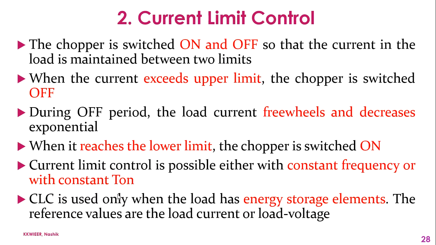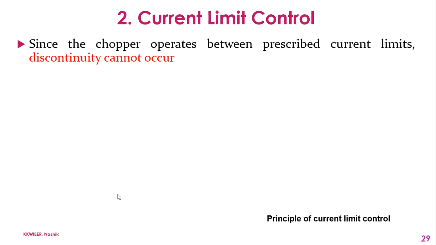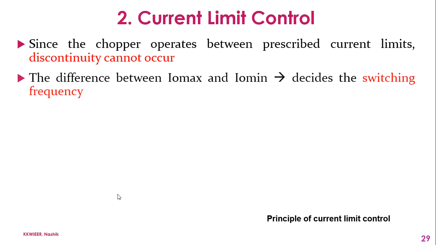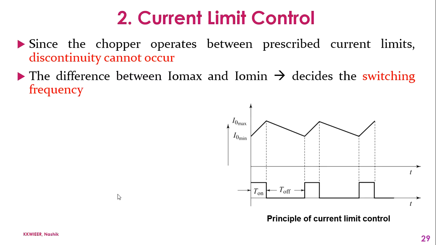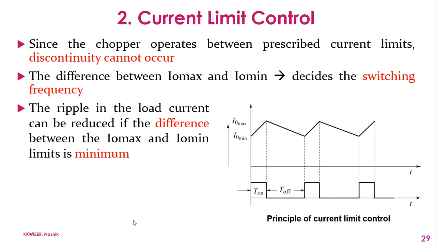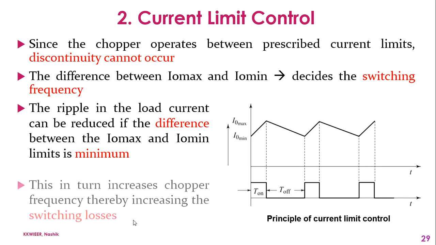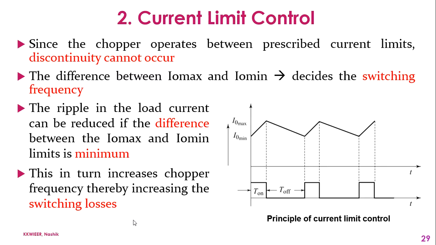This CLC technique is used only when the load has energy storage elements. The reference values are the load current and load voltage. Since the chopper operates between the prescribed current limits, discontinuity cannot occur. The difference between I0 max and I0 min decides the switching frequency. So the ripple in the load current can be reduced if the difference between I0 max and I0 min limits is kept minimum. This in turn increases chopper frequency, thereby increasing the switching losses.